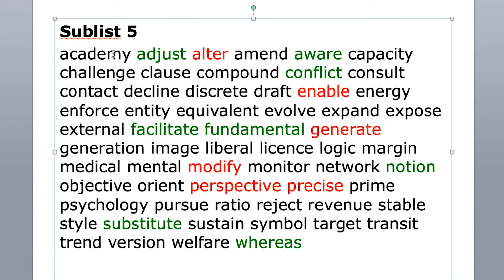As you can see on the screen, I have already highlighted words in green and red again. The words in green are going to be mentioned only, and the words in red, we are going to discuss them in detail. So the words in green in sublist 5 are adjust, aware, conflict. As both a noun and a verb, it's a very important word, conflict.